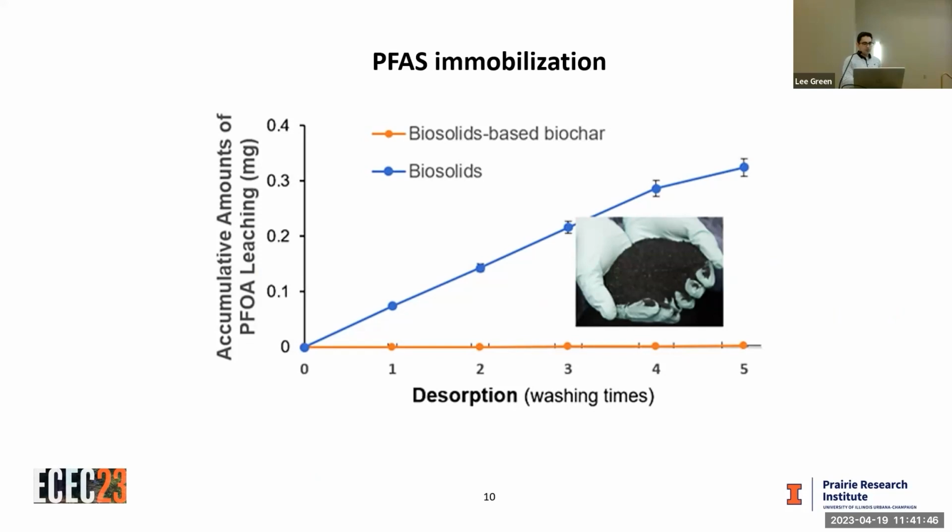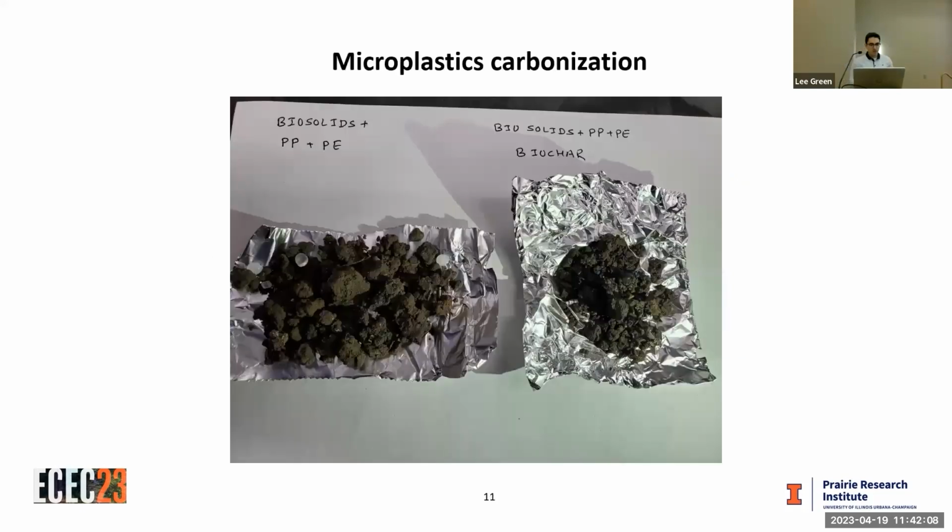We rinse it several times. In the orange line, we see that there is no PFOA leaching from the biochar, whereas the biosolids, with every rinse, release more and more of the PFAS. Now, these are very preliminary results, but we put some big pieces of plastic, and we couldn't find those pieces because they were carbonized.